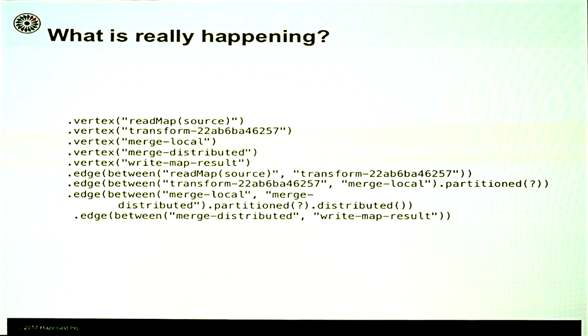Behind the scenes, JET actually created this DAG. It prints this out as well, so you can see and analyze it. The first node, or first vertex, is read map from a source, right? In this case, it was a Hazelcast map, which we named. And then it transforms it. That's the map operation that we did, right? And then the flat map operation again. And then it does a merge local. That's the compute operation that we did.